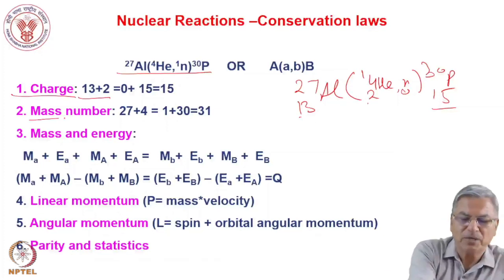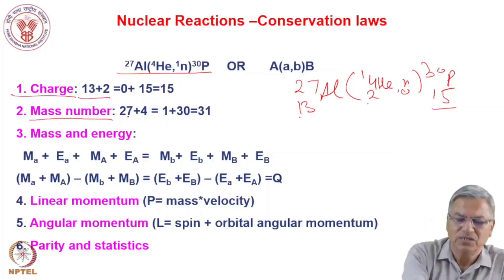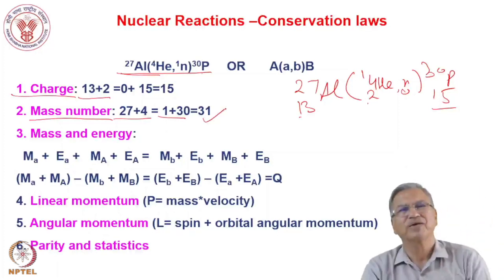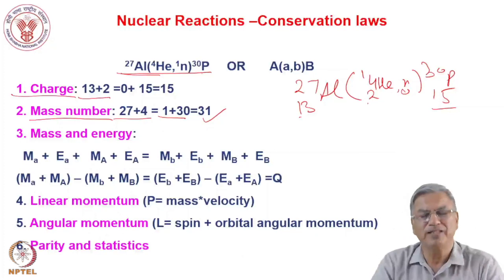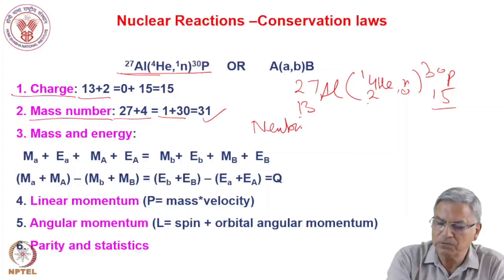Similarly, the mass number in any nuclear reaction is always conserved. You can see here, 27 plus 4 is 31, and 30 plus 1 is 31, so it is always conserved. And since the atomic number and the mass number are always conserved in a nuclear reaction, the neutron number is also conserved.